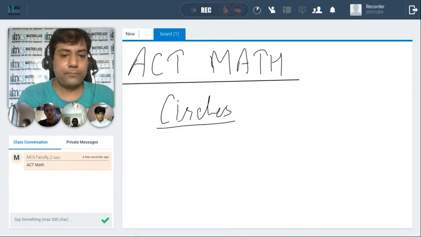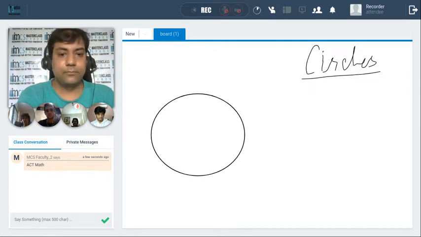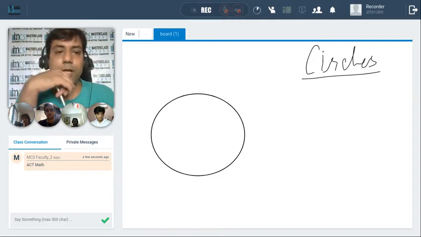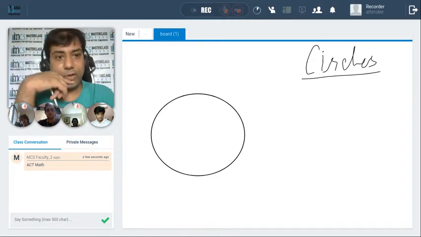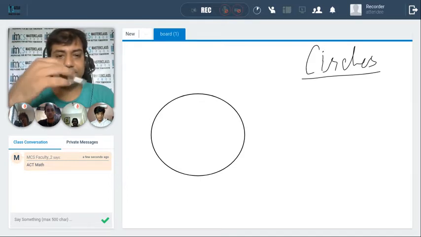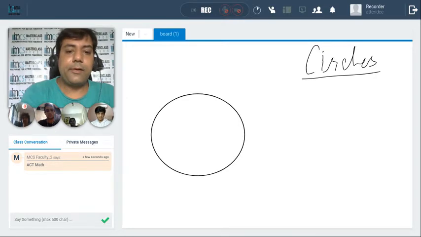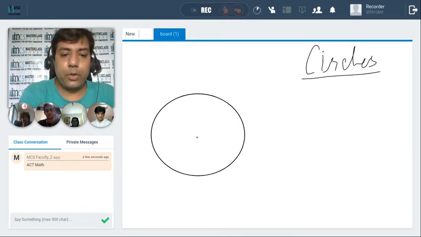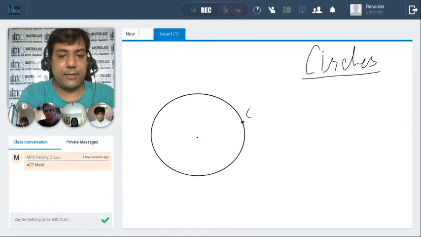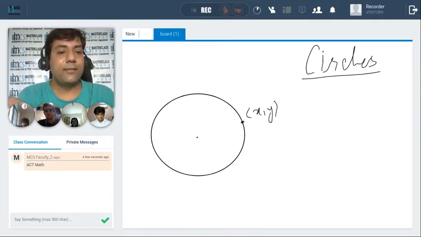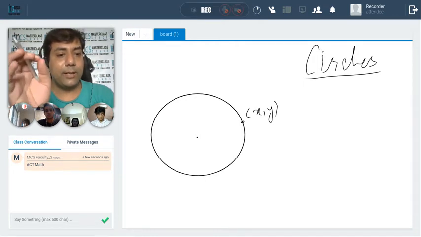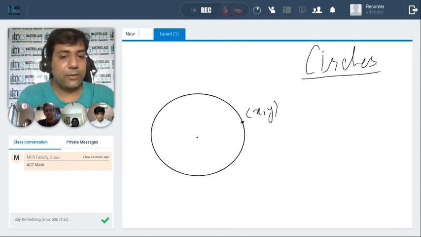The locus of a single point. Locus of a single point, okay, that's all. Equidistant from a point. Like the locus of all points equidistant from a fixed point, such that it always remains at an equal distance from a fixed point.